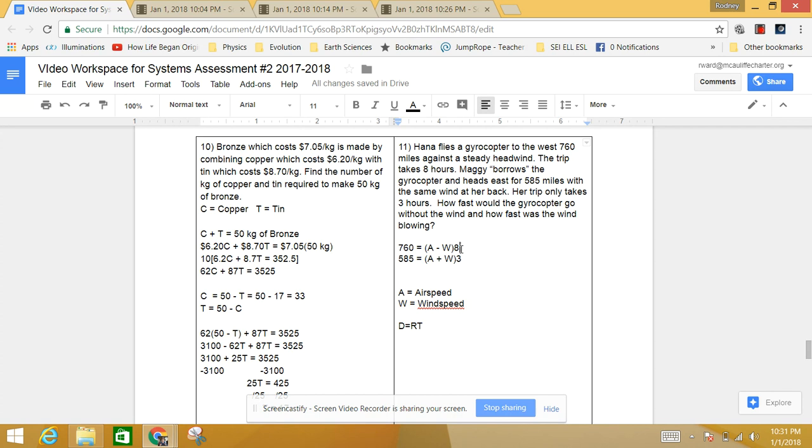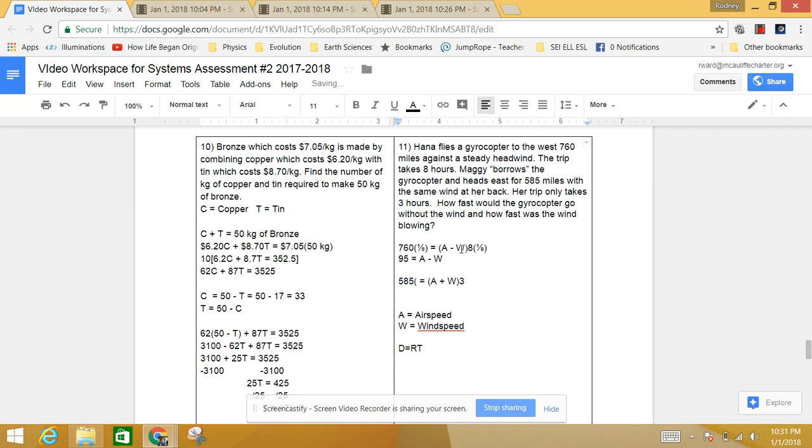So I'm going to multiply both sides by 1/8. And that will get me a new equation. That's going to get me 95 equals A minus W. I'm going to do the same kind of thing with this one.